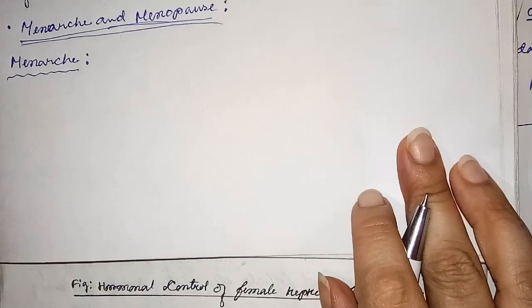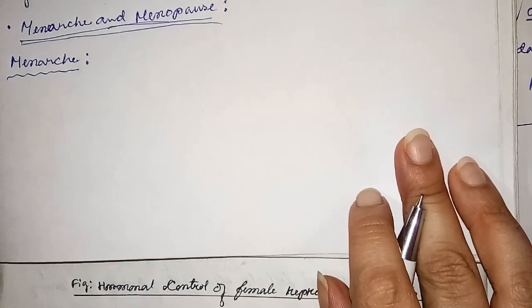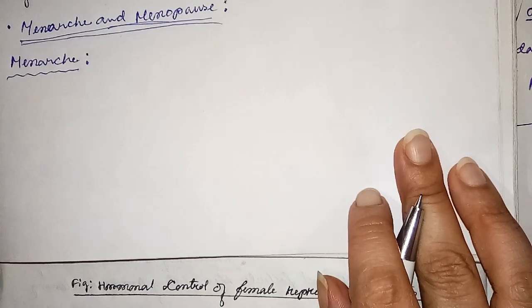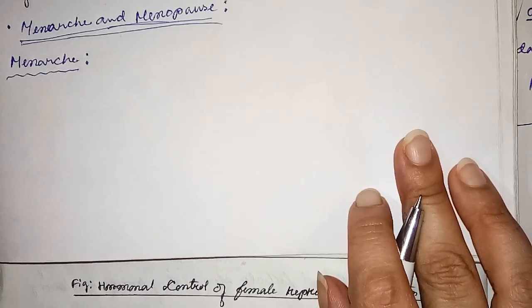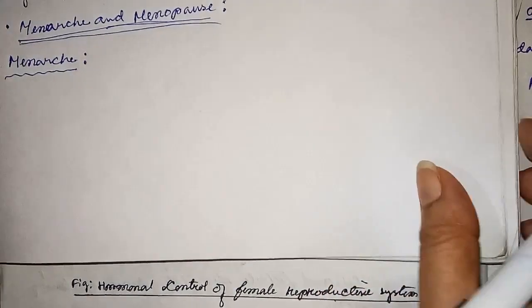On attaining puberty, the appearance of the first menstrual flow in the life of a girl is called menarche. It occurs at the age of 11 to 13 years. So again, what is menarche?